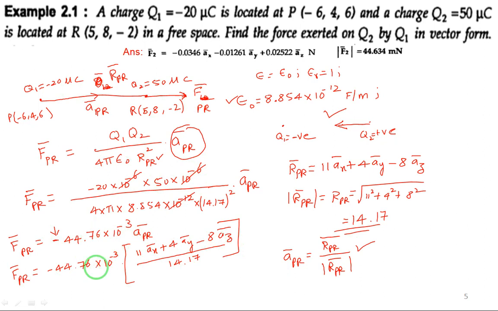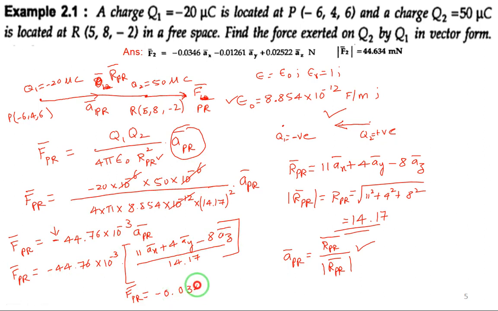Okay, after this we will simplify it. After simplifying, just multiply this minus 44.76 into 10 power minus 3 with the first term, 11 by 14.17. We will get AX. Similarly, multiply with the second term, and finally we will get this answer. I am leaving the calculation part to you.